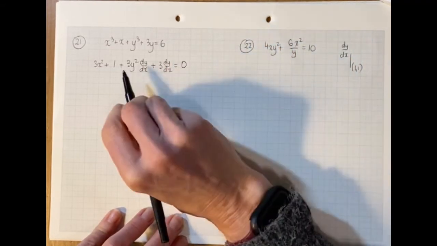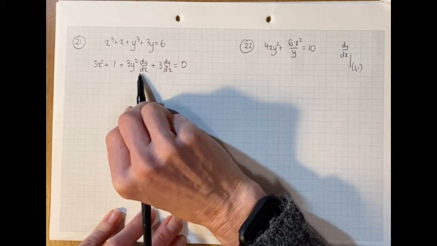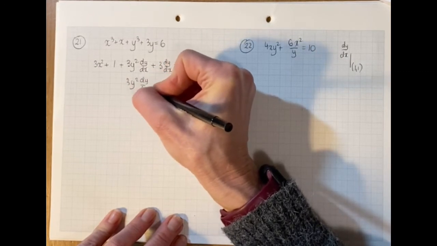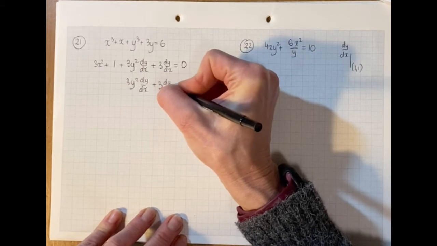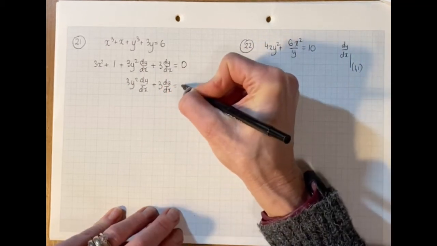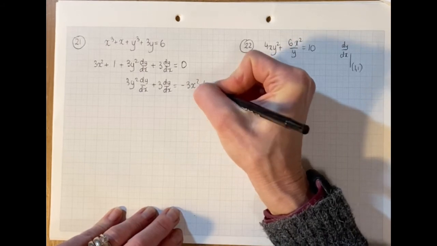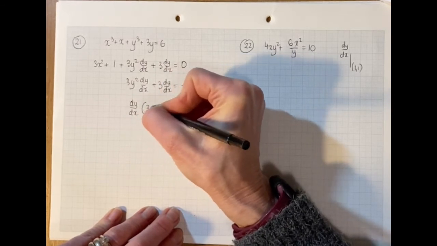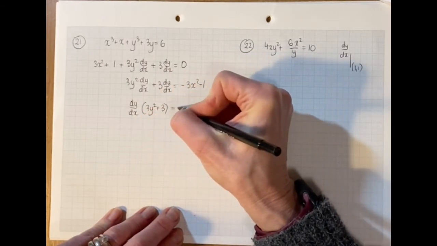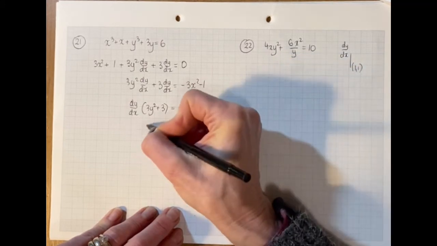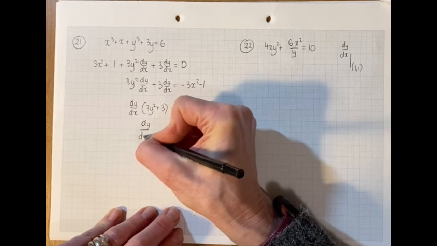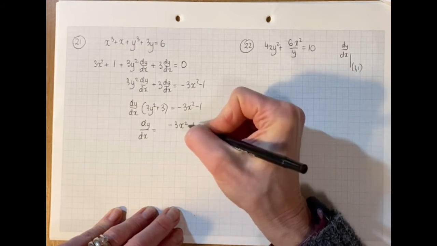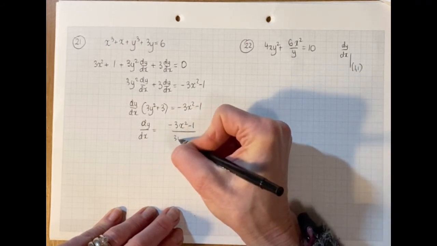Now we are asked to find dy dx in terms of x and y. So here we've got to separate the terms that involve dy dx. So keep them on one side, put all the other terms onto the other side. So it's minus 3x squared minus 1. Factorize dy dx, and you will have 3y squared plus 3 equals minus 3x squared minus 1, and then divide by the bracket that dy dx is multiplied by to get minus 3x squared minus 1 over 3y squared plus 3.